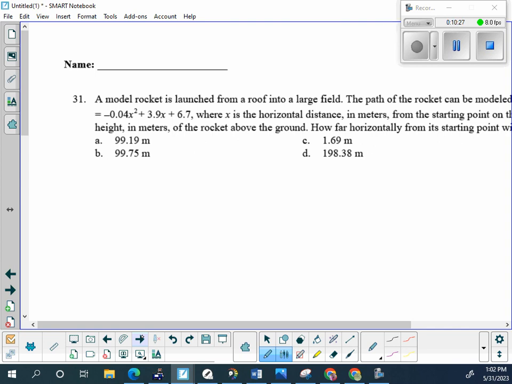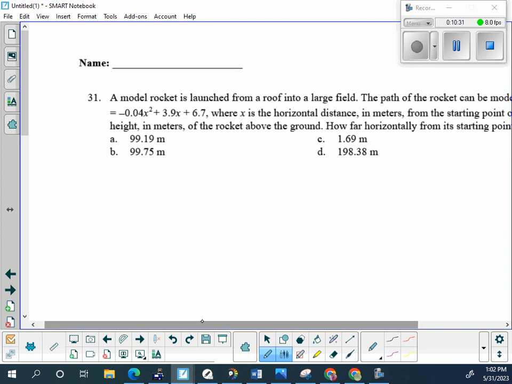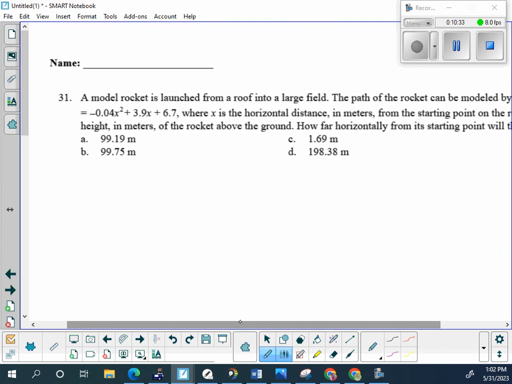31. Okay, this one's a little bit trickier. It's the quadratic formula, and you're going to use the plus of the quadratic formula. I'll give you that hint ahead of time.